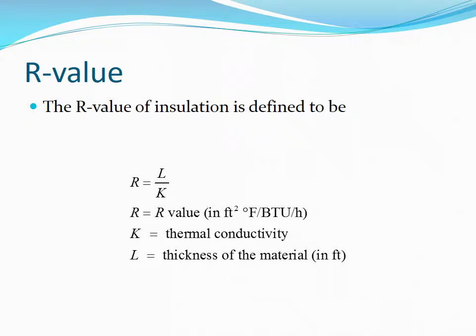The R value of insulation is defined to be the length of the material in feet divided by the thermal conductivity, where R is the R value in feet squared degree Fahrenheit divided by BTU divided by hours. K is the thermal conductivity, given in table 14.2, and L is the thickness or length of the material in feet.